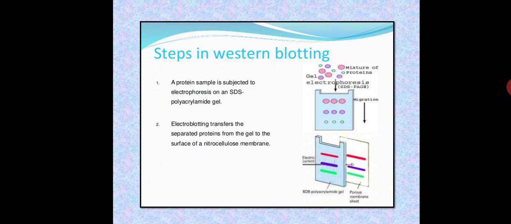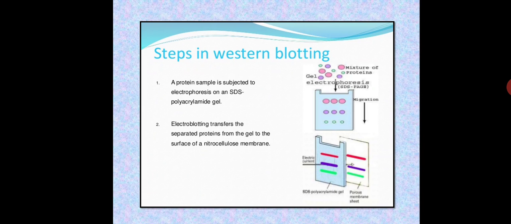So let's start with the steps involved in Western blotting. Every technique generally involves three basic steps: extraction or isolation, second is separation of fragments, third is blotting. These are the three major steps, and in between there are intermediate steps involved. So our first step is extraction of protein content from the cell. We have to extract protein content from the cell.